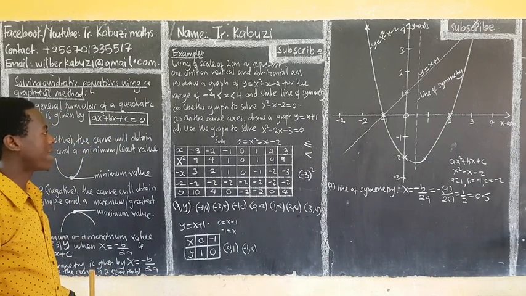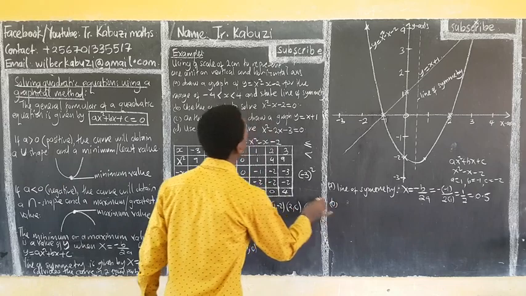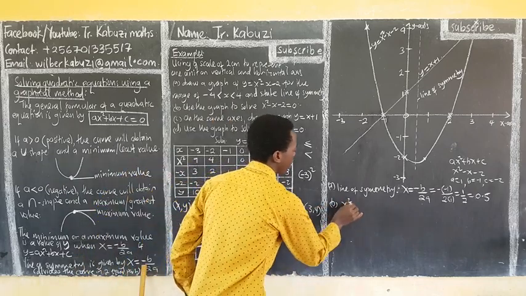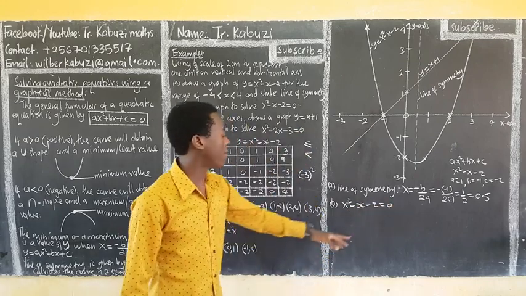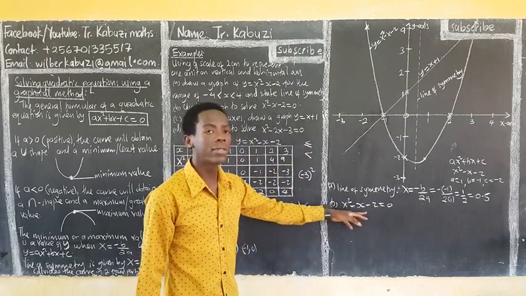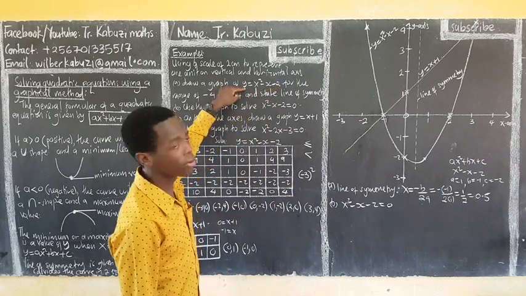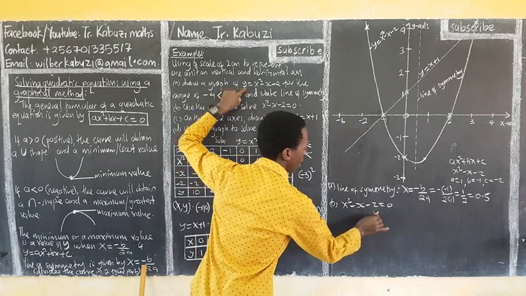Now from there, part B, they are telling us to solve x squared minus x minus 3 equal to 0. What you do, you come to your question: the whole of this was what? The whole of this was equal to y. So meaning that the whole of this is y equal to 0.